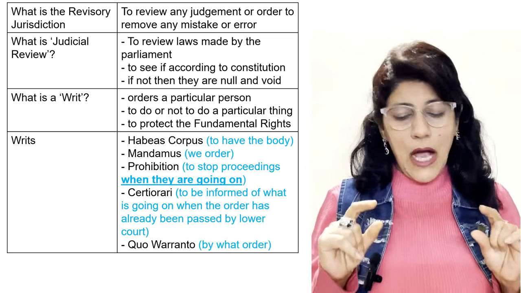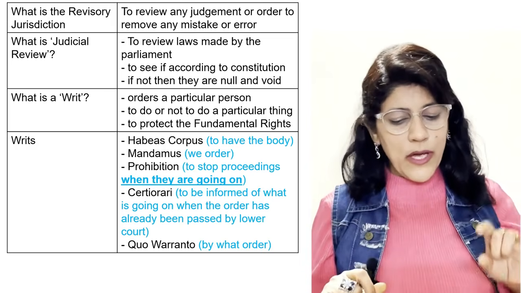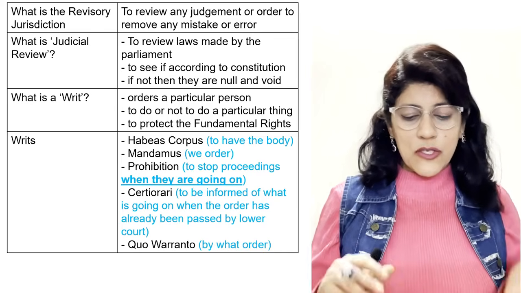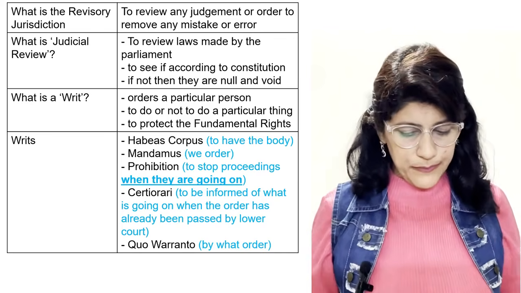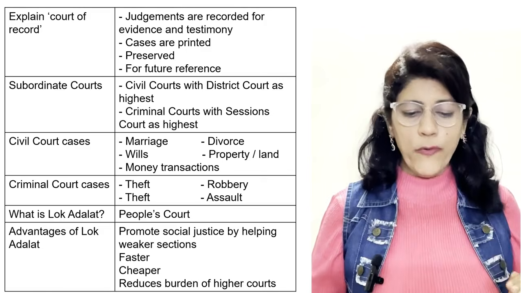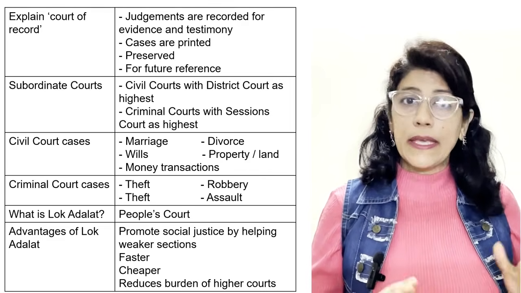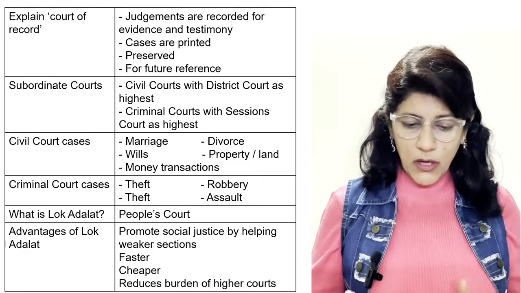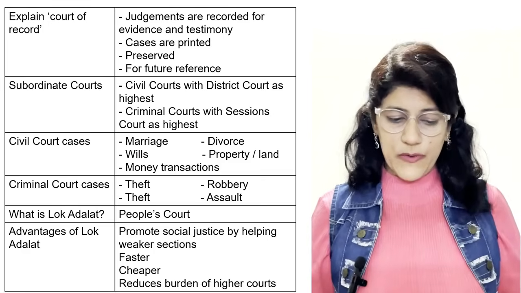This difference can be asked in writs कि prohibition और certiorari में क्या difference है. Then last is quo warranto, by what order. Explain court of record. Judgments are recorded for evidence and testimony. Cases are printed, preserved for future reference.